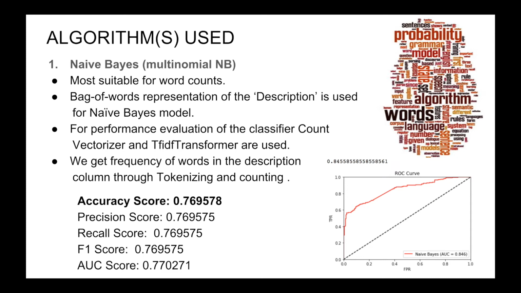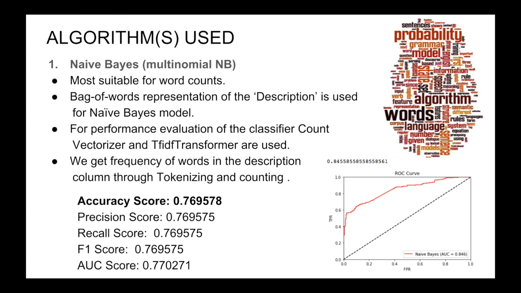Let's start with the naive Bayes classifier, which provides a nice baseline for this task. Bag of words representation of the description attribute is used for the naive Bayes model. We split the given data into two datasets, one training dataset and another test dataset, which comprises 20% of the total dataset.